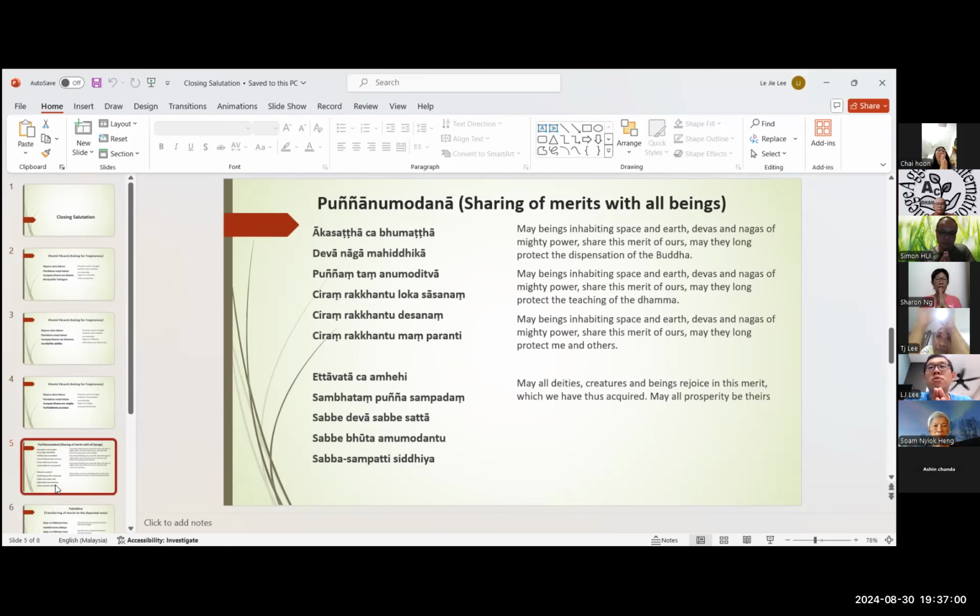Let's do sharing of merits with all beings. Punya anumodana. Akasatthaca bhumattha deva naga mahiddhika, punnam tam anumoditva ciram rakkhantu sasanam. Sabbe deva, sabbe satta, sabbe buddha anumodantu, sabba sampatti siddhiya.